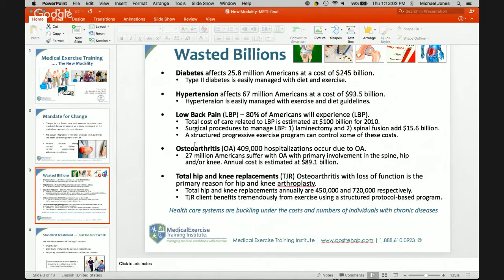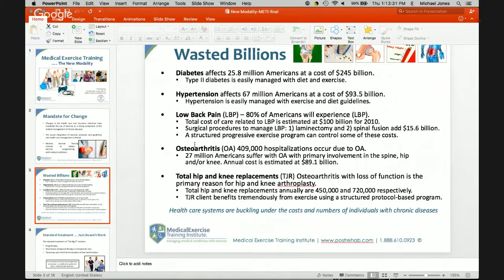Low back pain. We know at some point in their lives, 80% of Americans experience low back pain. Now, the cost for low back pain management for 2010, now this is 2016, so this number has gone up, was $100 billion. If you add the cost of surgical procedures such as laminectomies and fusions to that price tag, it goes up another $15.6 billion. Now, we know that a structured progressive exercise program can help with low back pain.